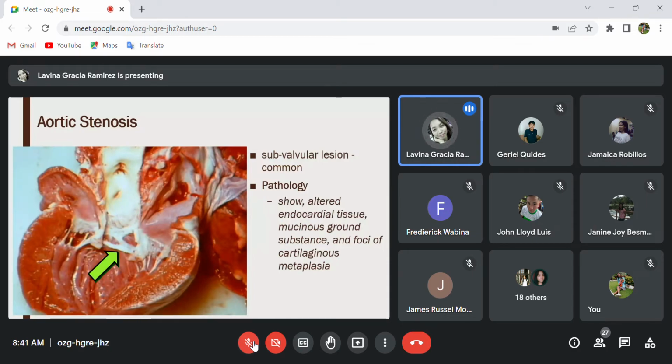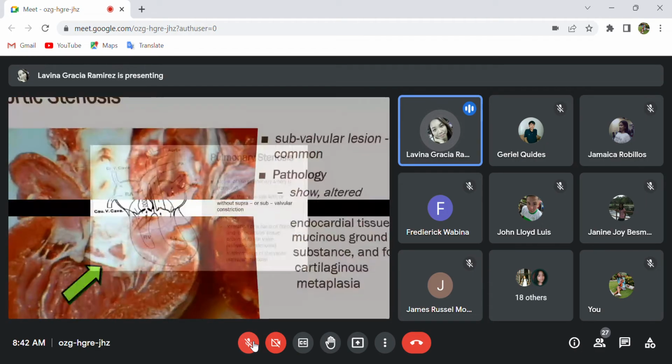And then of course, you have the subvalvular lesions, which are common, at the valvular lesions. The pathology shows alterations in the endocardial tissue, some mucinous ground substance, and foci of cartilaginous metaplasia because of the continuous accumulation of blood in there, the damming, the turbulence, the jet lesions. Those are some of the factors that could lead to a metaplastic change. So that is under aortic stenosis.